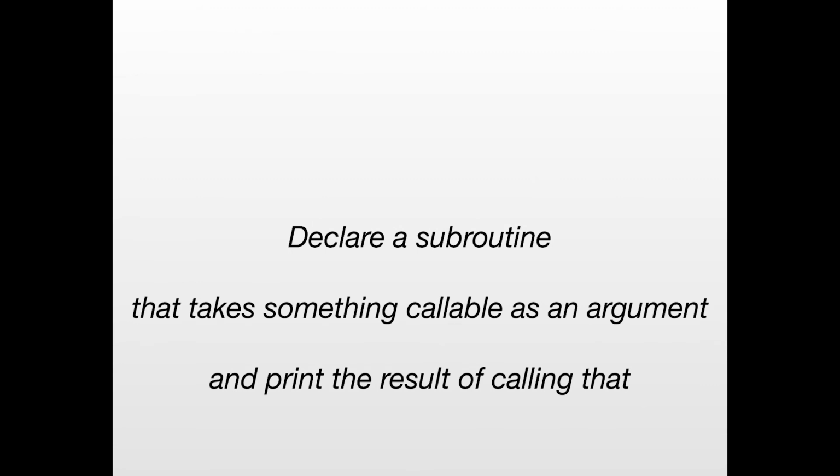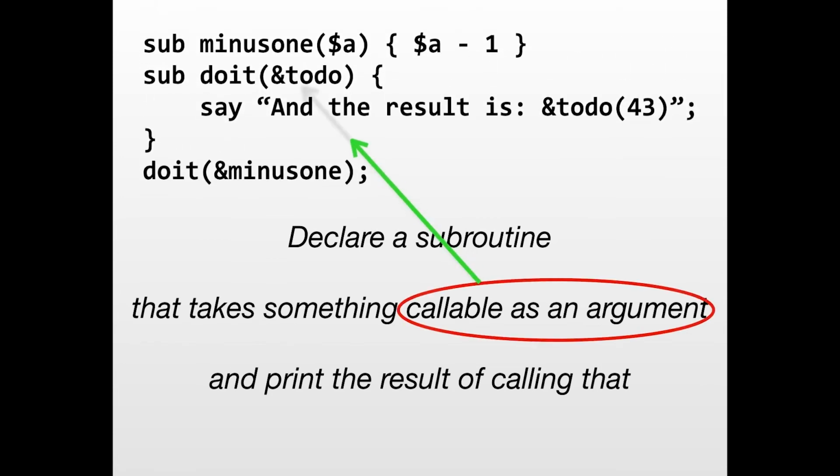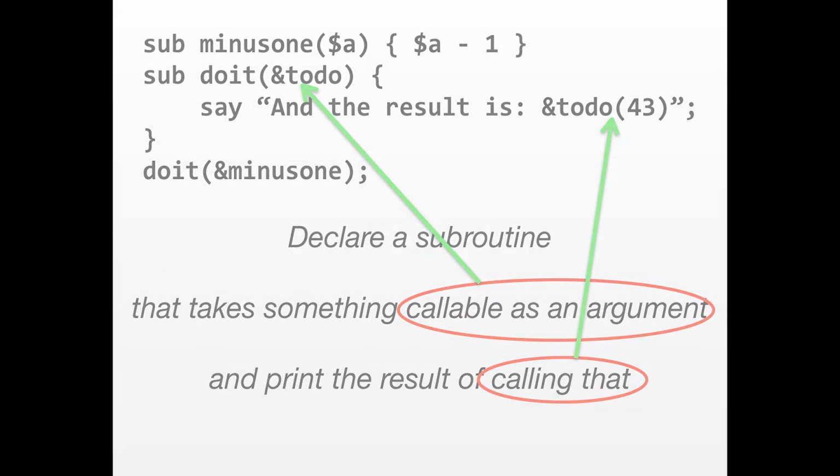So what if we want to declare a subroutine that takes something callable as an argument and print the result of calling that? It looks like this. Note that we use the ampersand sigil here to indicate that we want something callable, and we print the result of calling that. Again, if you want to call a subroutine inside an interpolation, you have to specify the ampersand there to indicate that what follows is a subroutine name. And you have to actually put parentheses there. So that was the result.